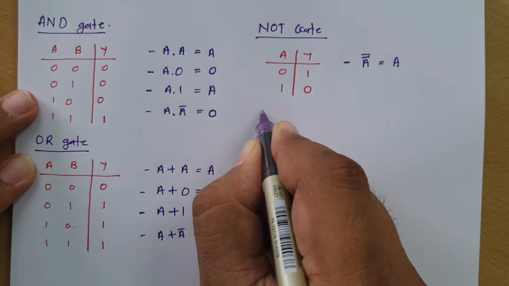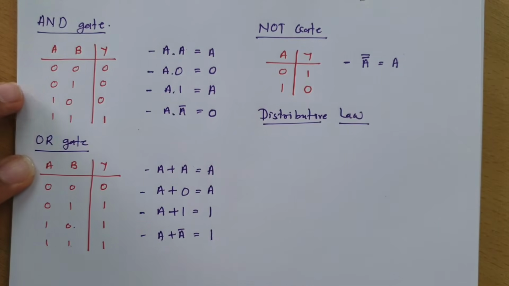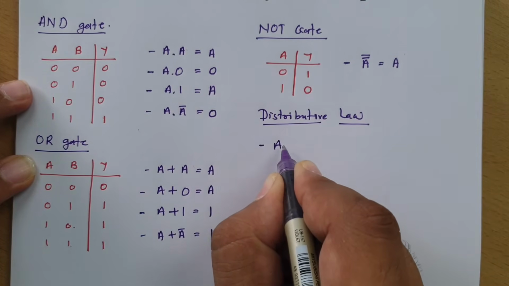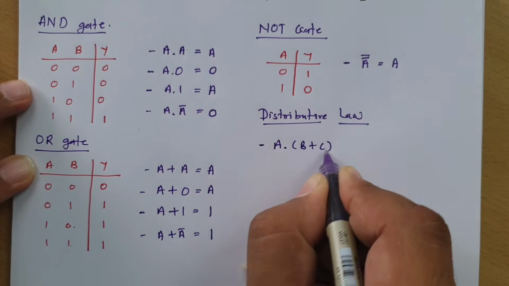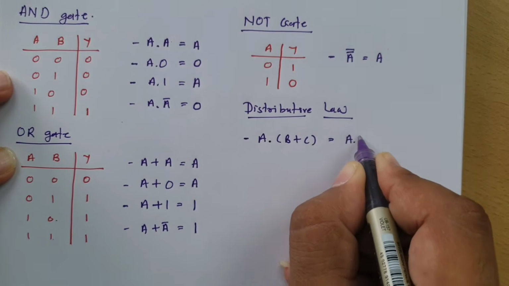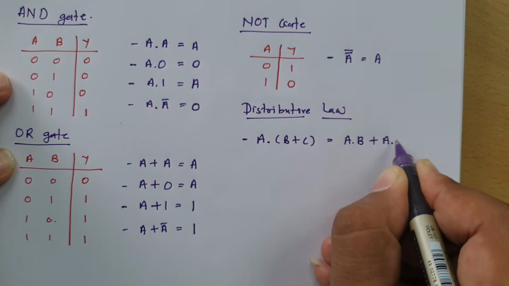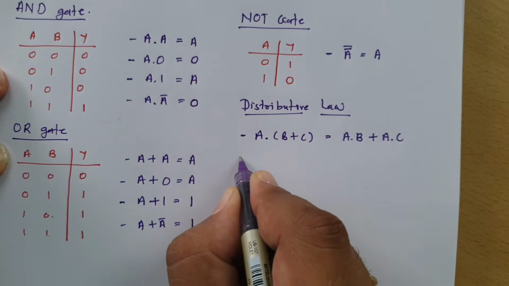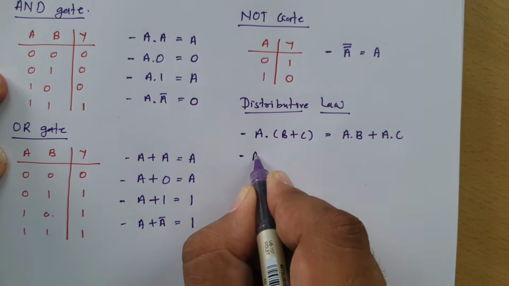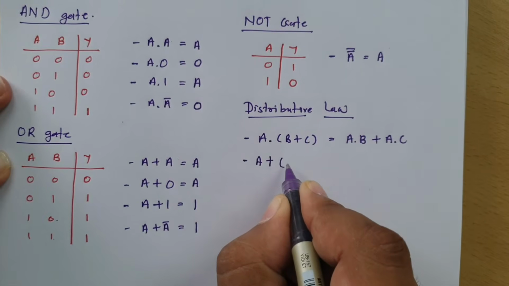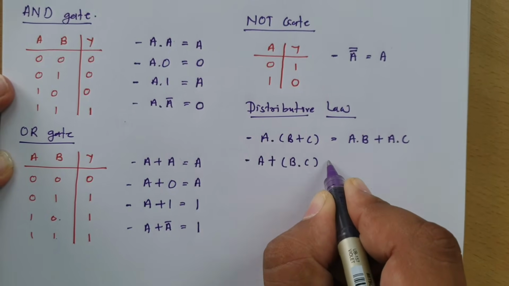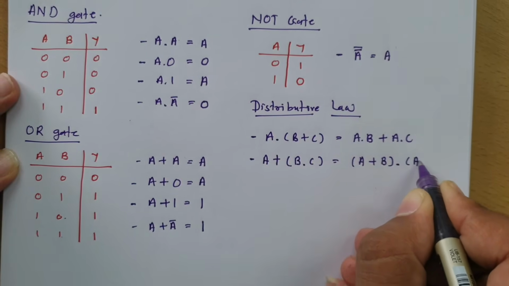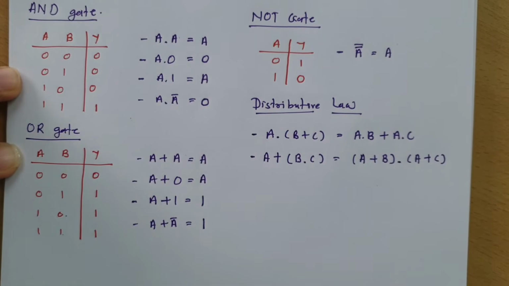Now I'll explain the distributive law. In the distributive law, this is a quite simple rule. First one: a dot (b plus c) will be a dot b plus a dot c, right? But now I'll give you one more distributive law that is a bit tricky. You just see this: a plus (b dot c) is (a plus b) dot (a plus c). Now see how it is happening.